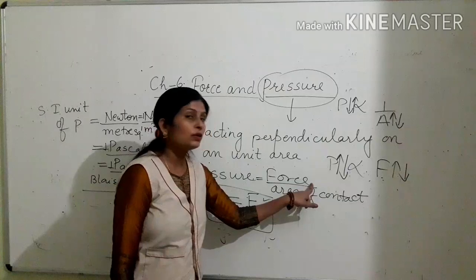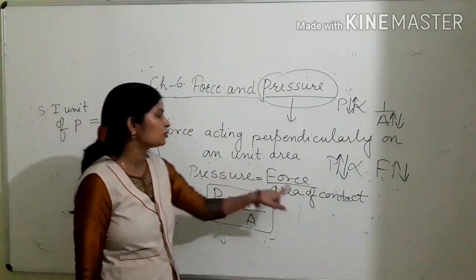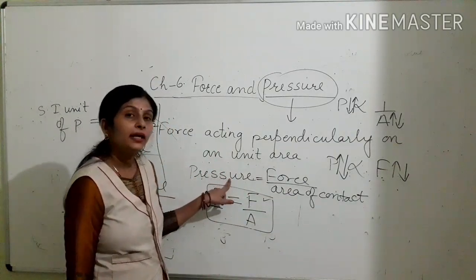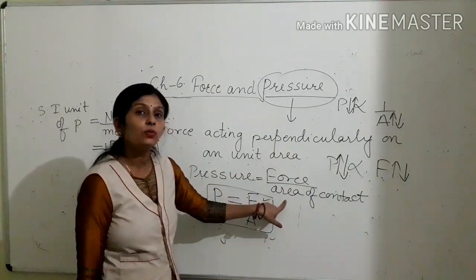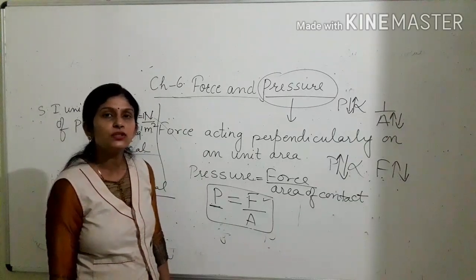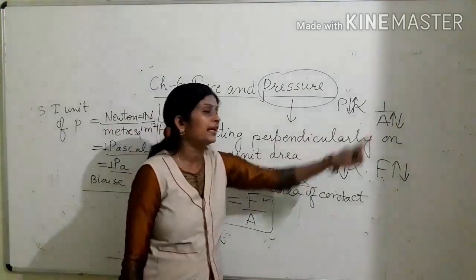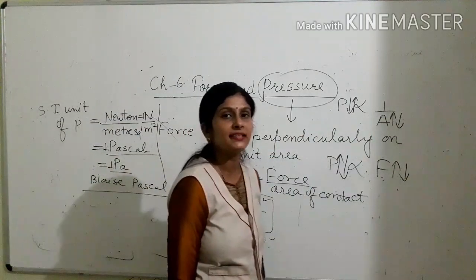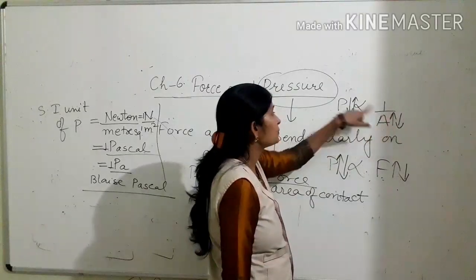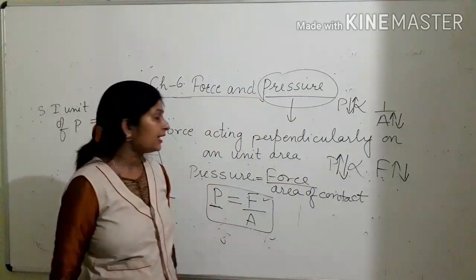If force in the cases is same, then pressure depends on area. And how does it depend on area? It depends on area inversely. Both have inverse dependence, inverse proportionality. Means pressure is inversely proportional to the area if forces in the cases are same. It means if area increases, pressure decreases. Area decreases, pressure increases.